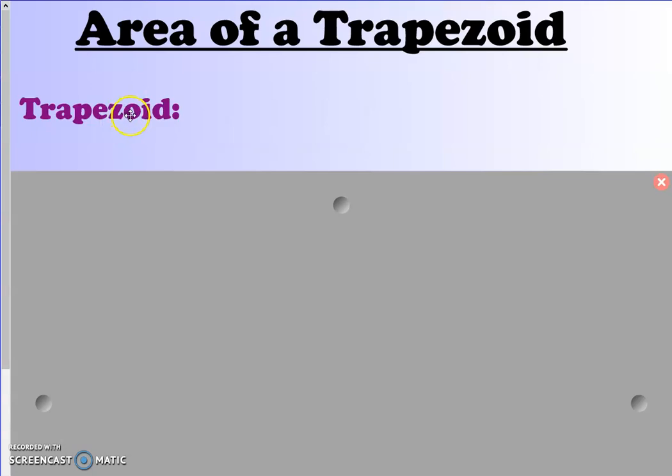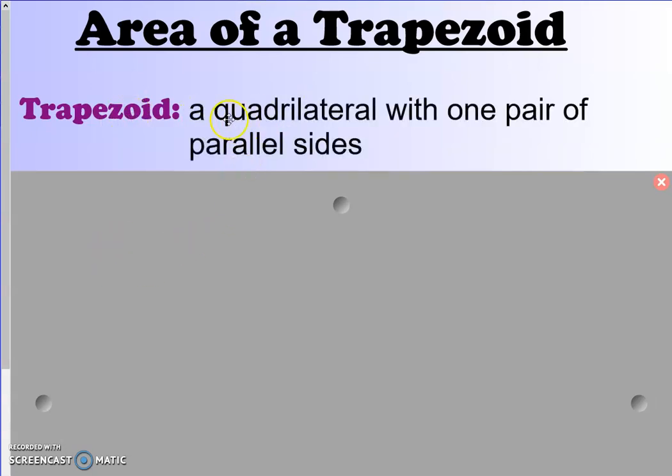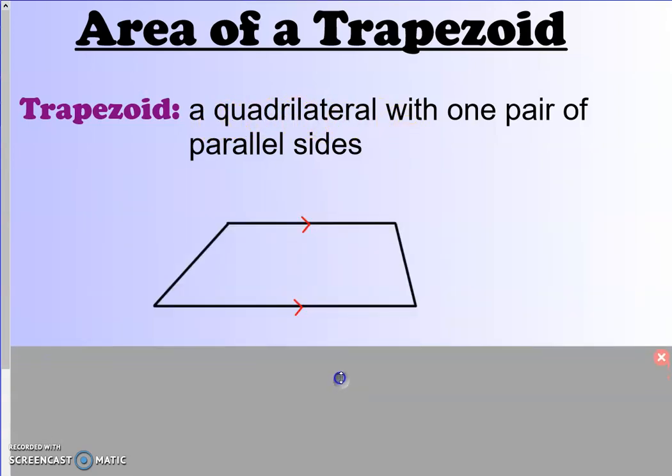So let's start out talking about trapezoids and knowing what shape we're really describing. A trapezoid is a quadrilateral. Quadrilateral literally means four-sided figure. So it is a four-sided polygon with one pair of parallel sides. Just one pair of parallel sides. Remember, if it has two pairs of parallel sides, it would be a different shape. It would be a parallelogram.